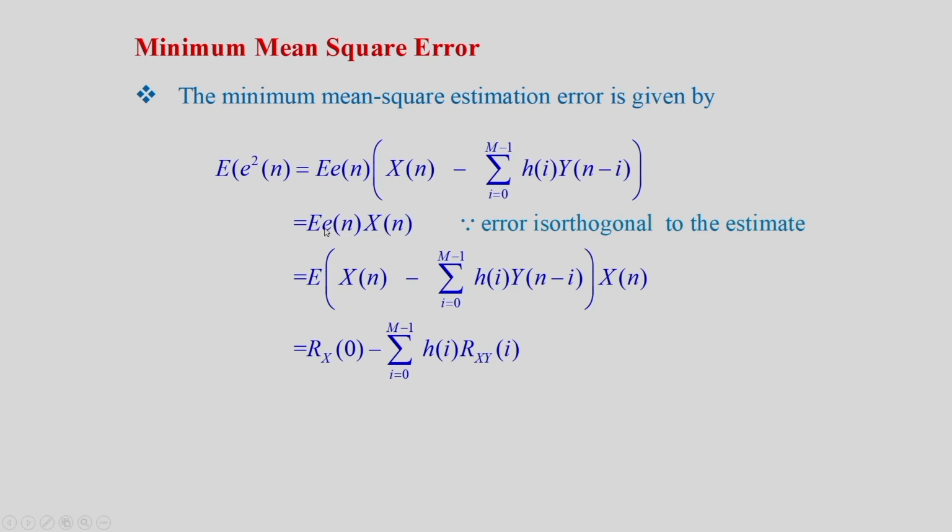Now, I can expand e n, that is x n minus summation h i into y n minus i, i going from 0 to m minus 1, multiplied by x n. If we simplify, this will become Rx of 0 minus summation h i into Rxy i, i going from 0 to m minus 1. This is the expression for the mean square estimation error.